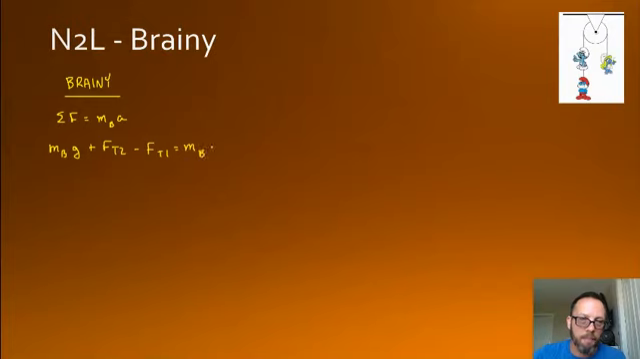Equals MBA. And I can call that equation 3 for now. This is the third equation, and it has 3 things we don't know: FT1, FT2, and the system acceleration. And our goal is to find the system acceleration. So how do we solve 3 equations, 3 unknowns?